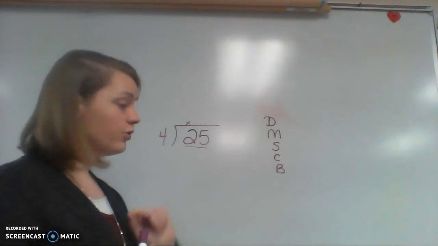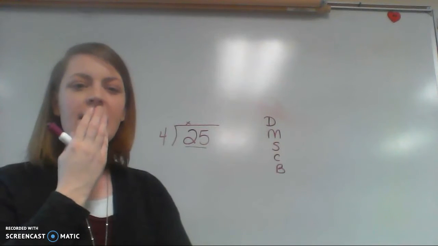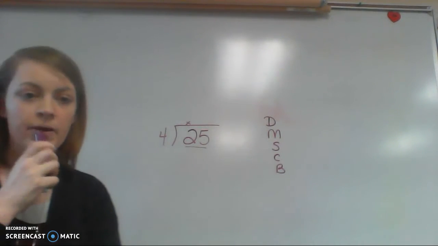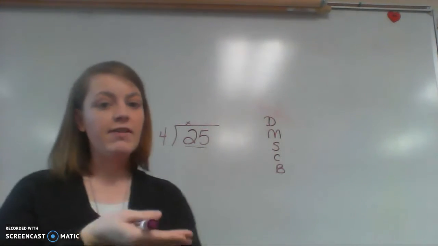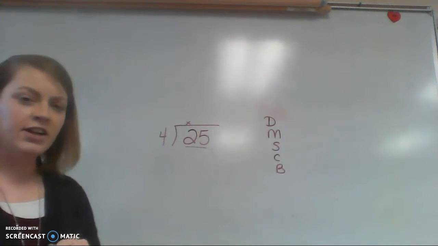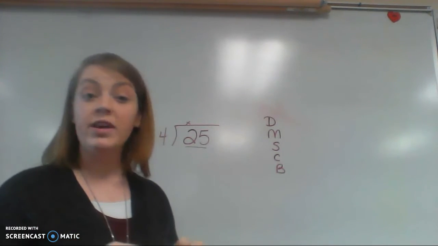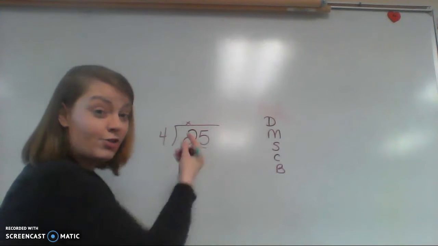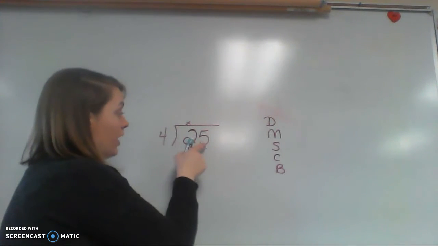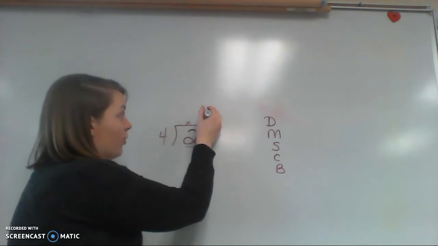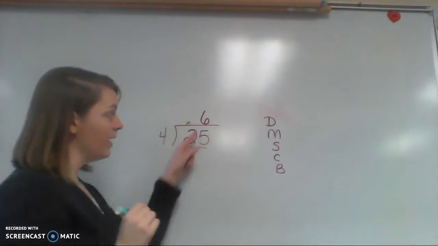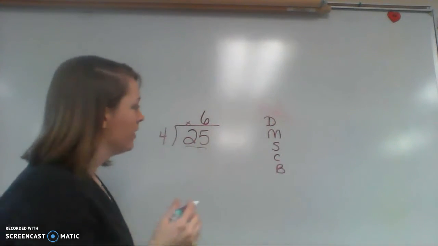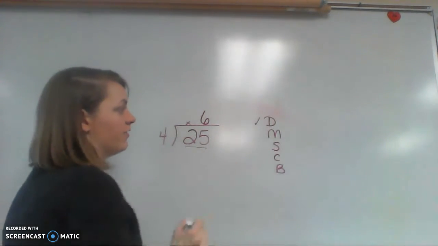So when I think 4 into 25, I say, well, how many times can that go without going over? Well, I know that 4 times 5 is 20. I bet I can fit another one in without going over. What about 4 times 6? Okay, I've got 24. Very close, but doesn't go over the top. So when I divide, 25 divided by 4 is 6. I write my answer up top, lining it up, and then I've done my division.